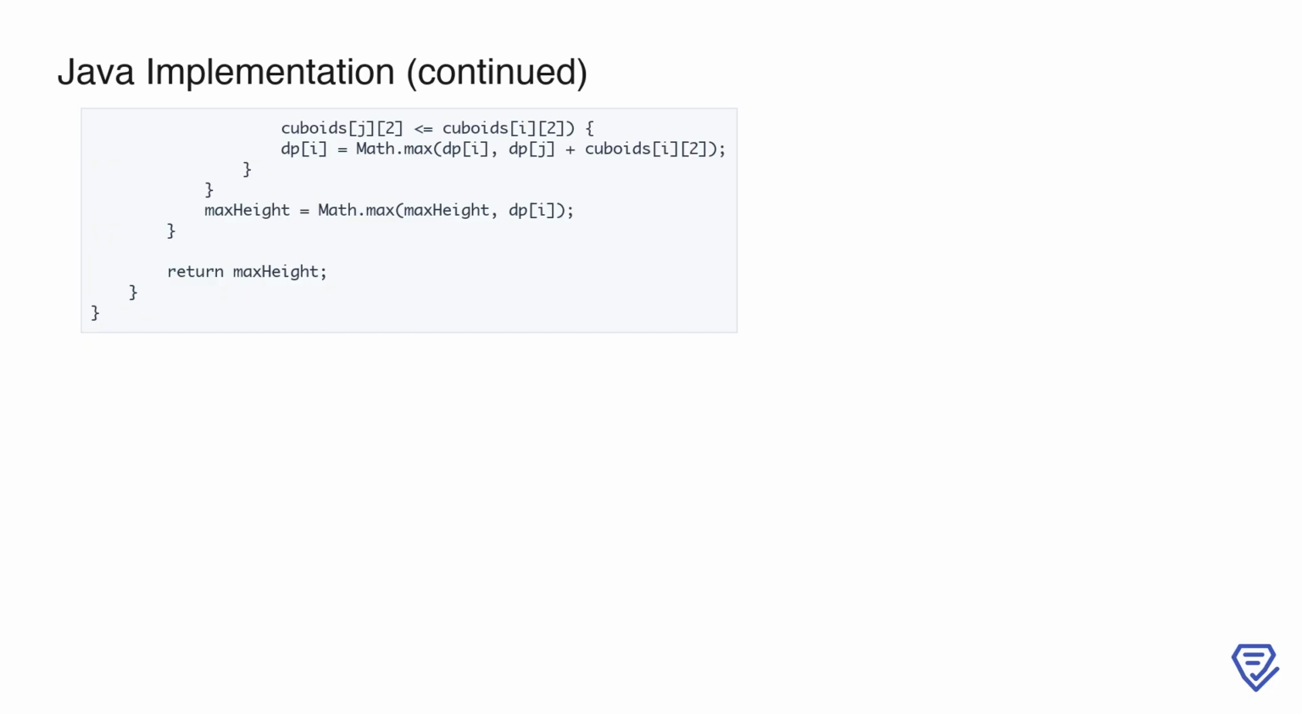In this case, we update dp[i] to the maximum of its current value or the sum of the height of the current cuboid and the maximum height achievable with the lower cuboid. This ensures we are always keeping track of the best possible stacking configuration for each cuboid. After processing all previous cuboids for a given position, we update the global maxHeight to reflect the highest value in the dp array so far. Once all cuboids have been evaluated, the maxHeight variable will contain the maximum height achievable by stacking the given cuboids. Finally, we return this value as the result.